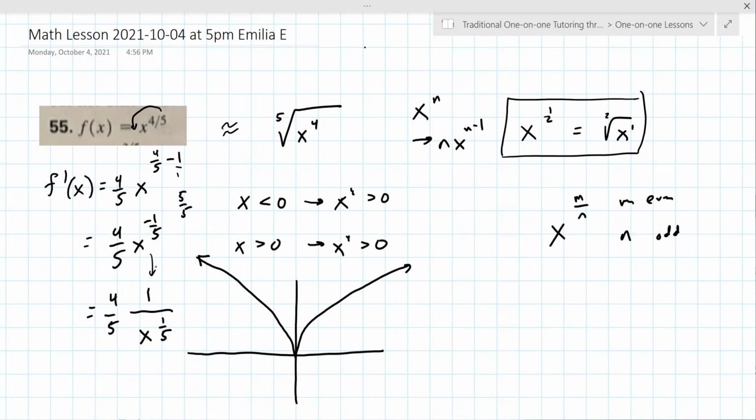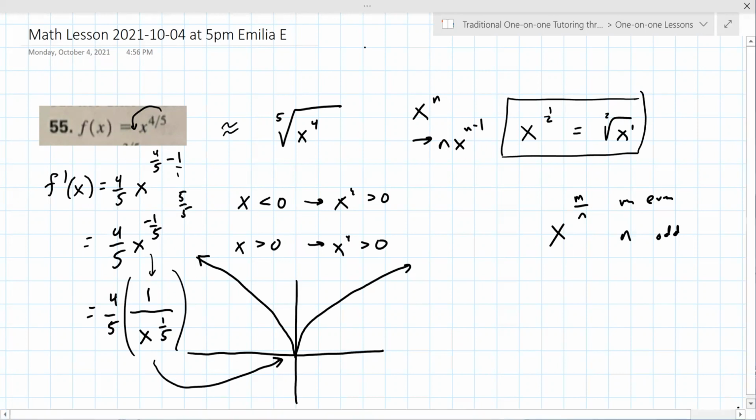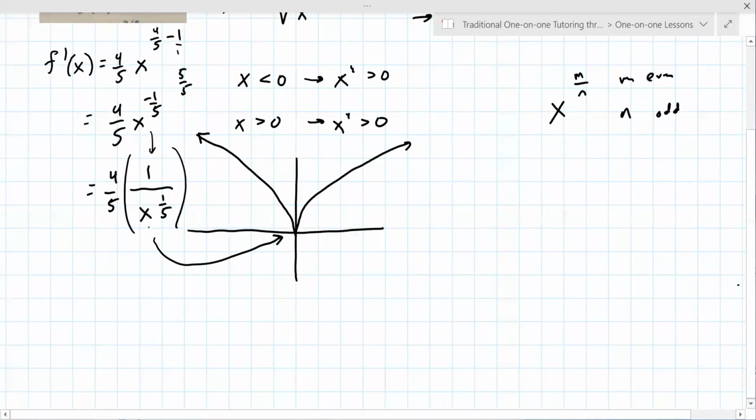So this part over here, this is why it leads to the cusp there, and it's because the problem is that at 0 it's undefined. The derivative is undefined, because if you put 0 in there, you have a problem: you can't divide by 0. So that's kind of another way to do this problem, to try to figure it out.